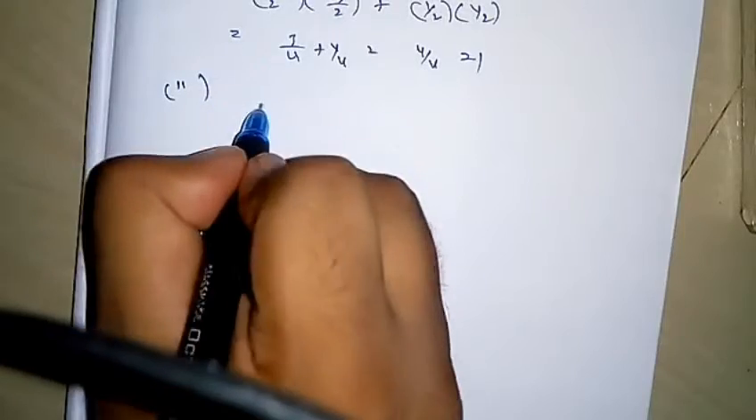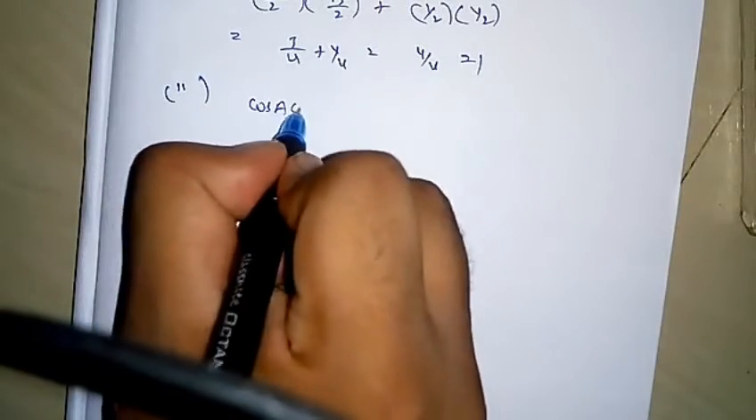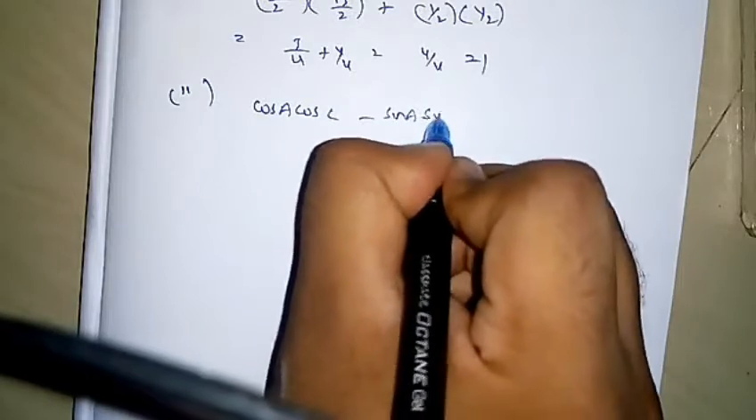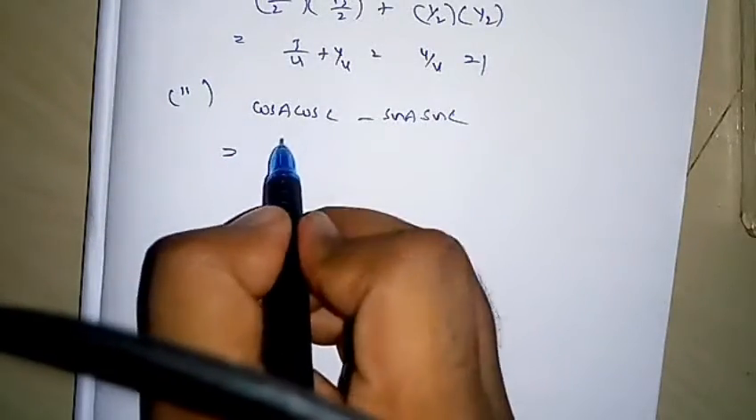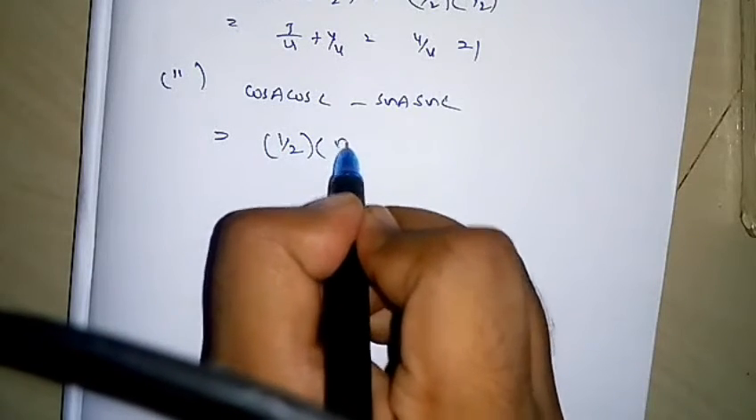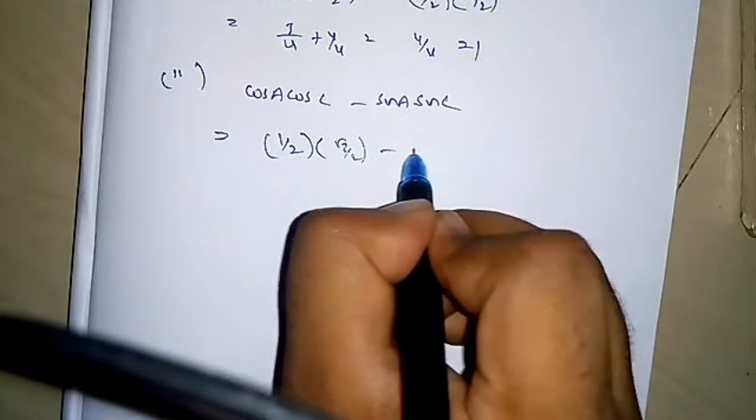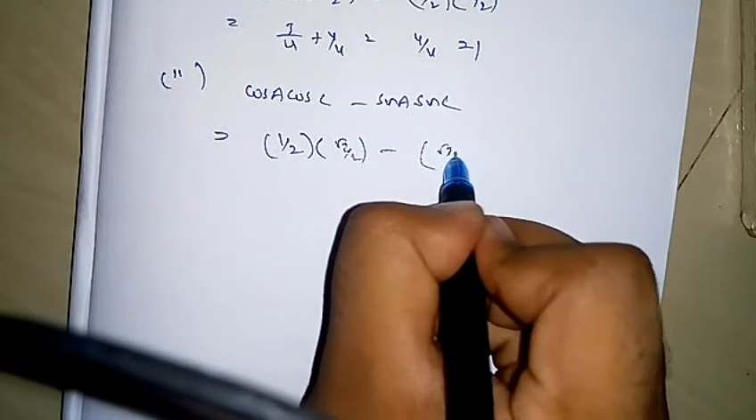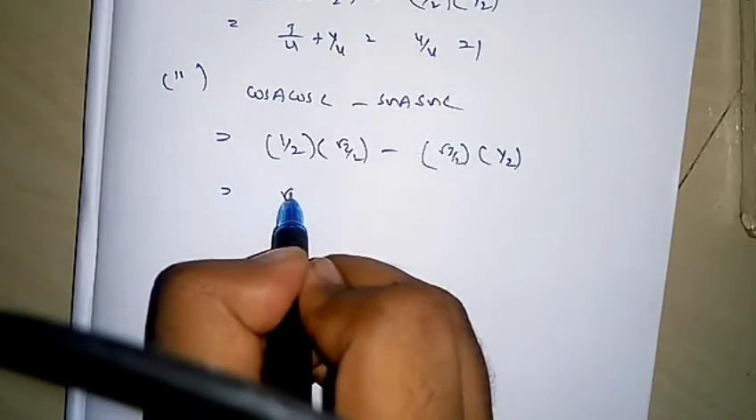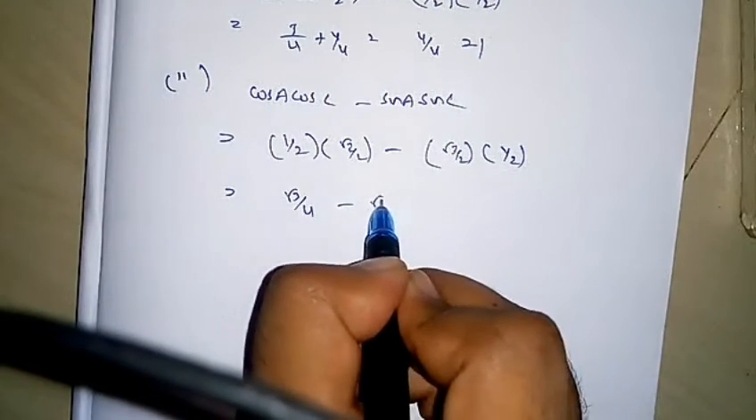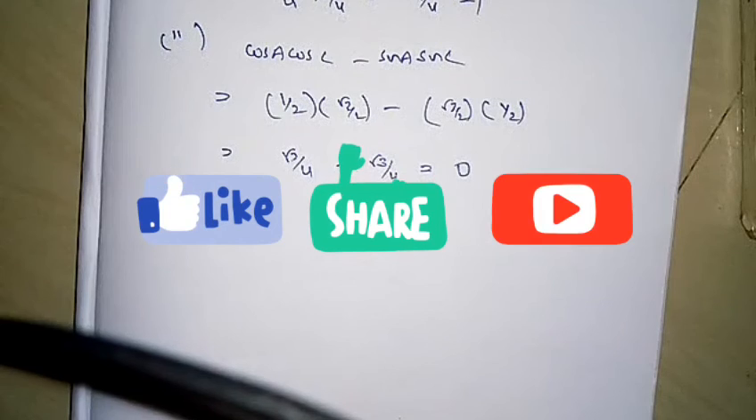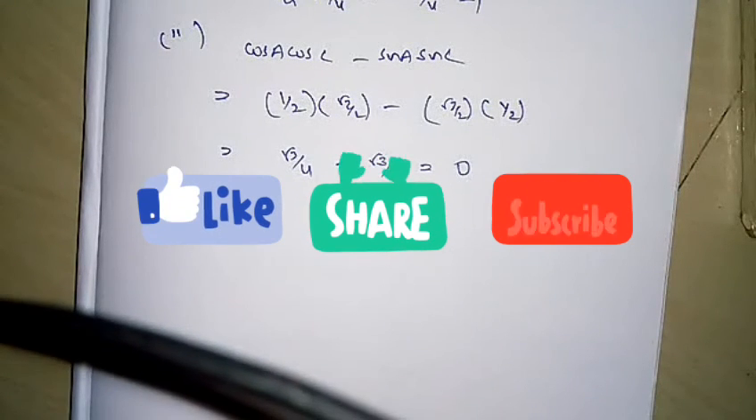Second bit, cos A cos C minus sin A sin C. Here cos A is 1 by 2 into cos C is root 3 by 2 minus sin A is root 3 by 2 into sin C is 1 by 2, which will be equal to root 3 by 4 minus root 3 by 4, which is equal to 0. We are done with exercise 1.